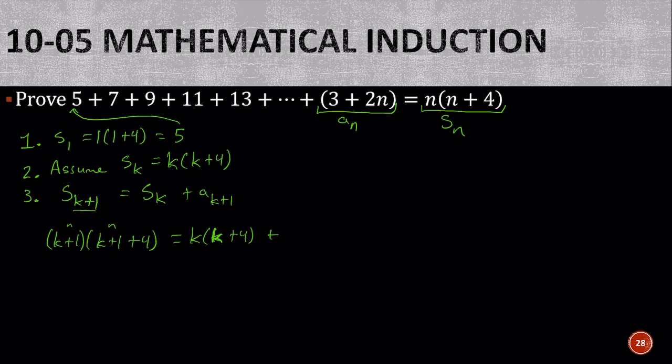Plus, and now I need a of k plus 1. So that is taking and plugging a k plus 1 into the a formula, which was 3 plus 2n. So it'll be 3 plus 2 times k plus 1. Just take the k plus 1 and plug it into that formula. And then you just simplify both sides.